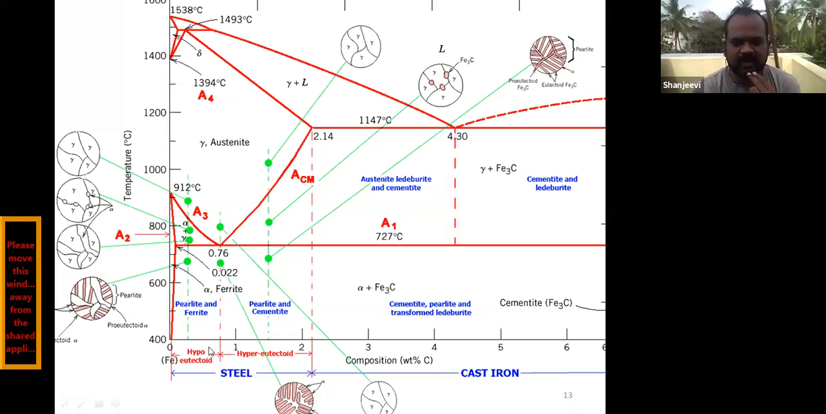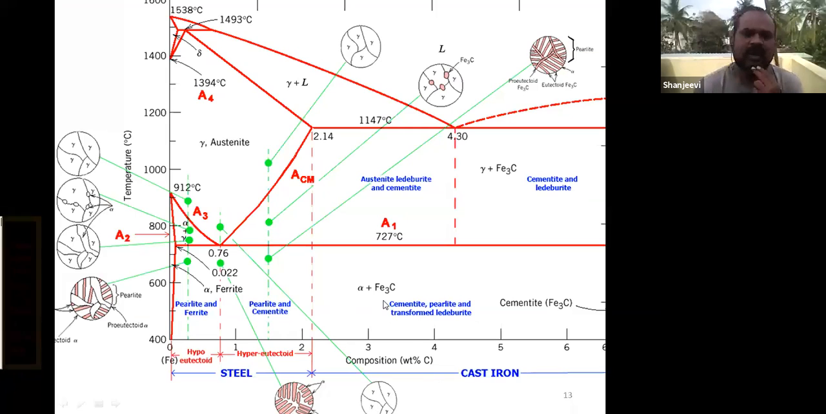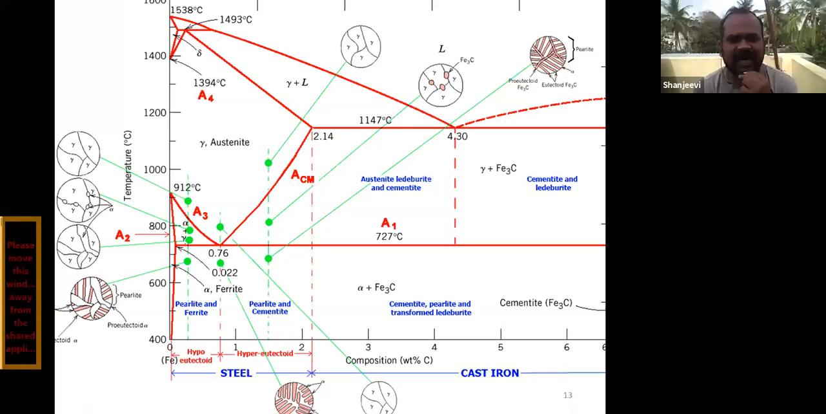That means first you should draw the x-axis and y-axis. The x-axis we mention as percentage carbon content, and the y-axis represents temperature. So temperature on the y-axis, weight percentage carbon on the x-axis. Now we have already said iron has a melting point of 1539 degrees Celsius. So above 1539, it is completely liquid. Okay, now we are at this stage.